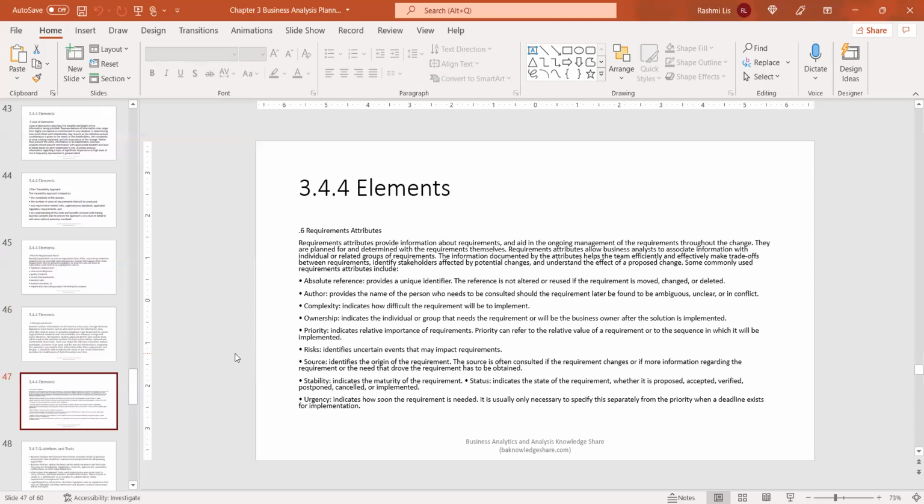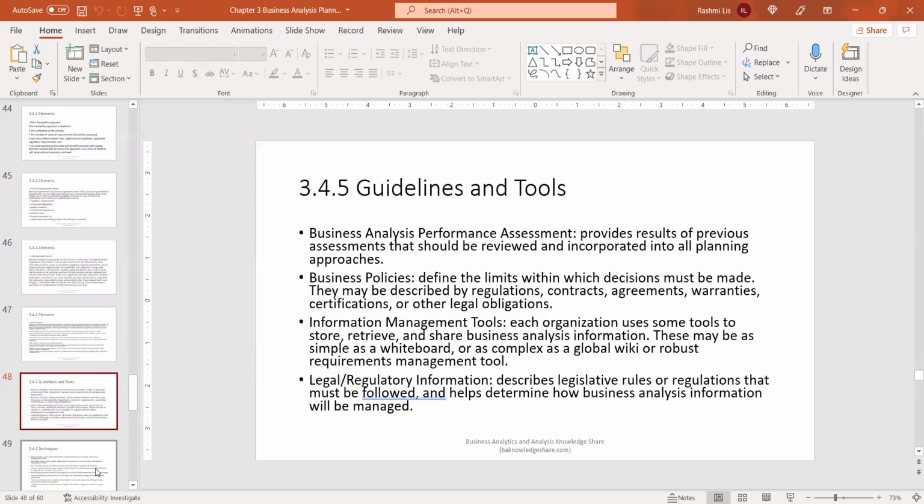Requirements attributes. She makes a grid of the requirement and any attributes associated with that requirement. For example, who is the author of that requirement, what is the level of complexity of that requirement, the priority, the ownership, and other attributes that she thinks are relevant.